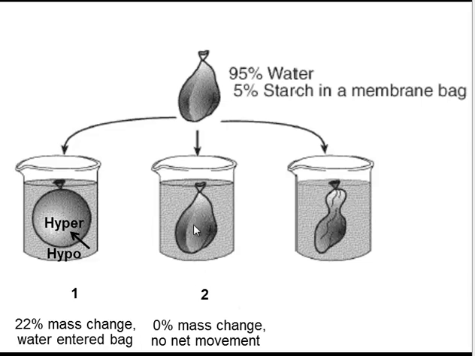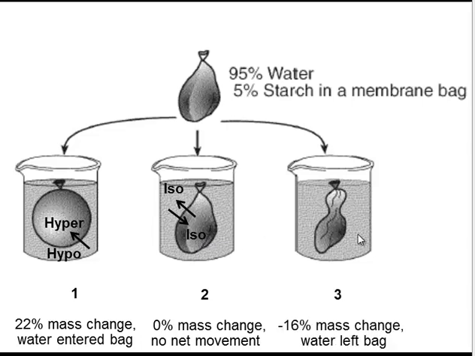Now, in this second solution, there is 0% change in mass. Overall, the same amount of water is moving in and out. Because of that, we can infer that the bag is isotonic to the solution. They're equal concentrations, so there's no overall movement of water.